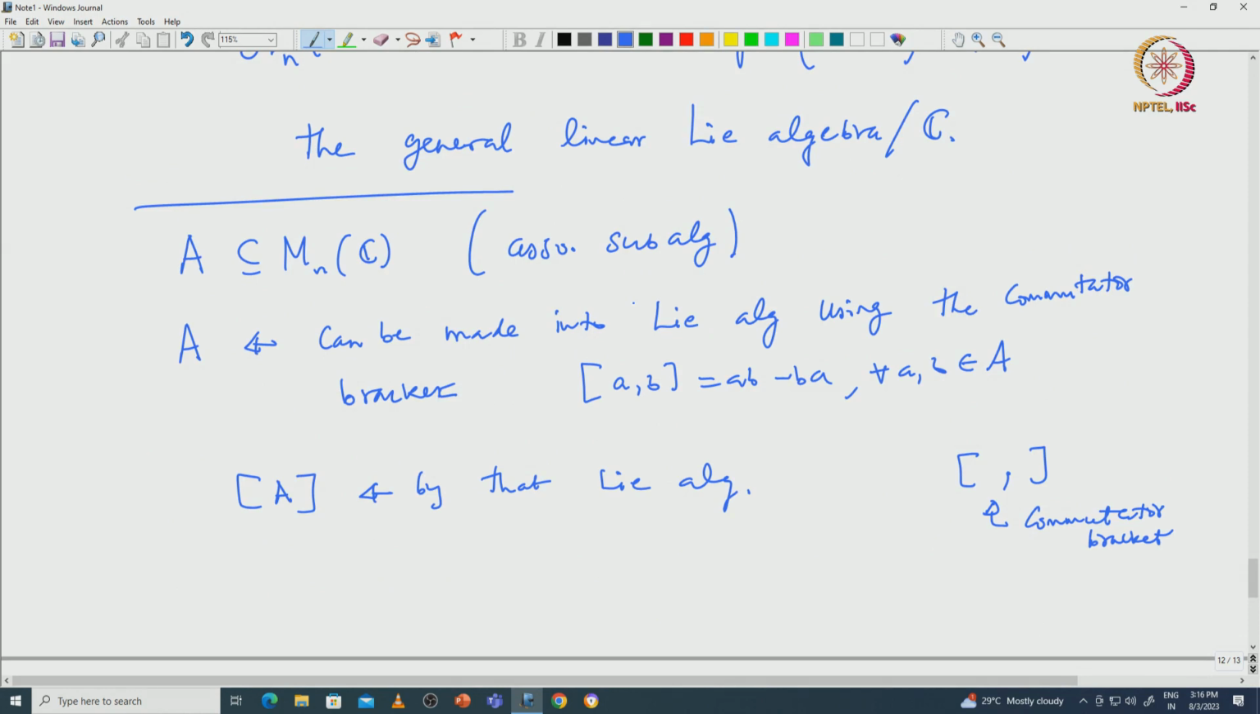Okay, so I will stop here. We will see more examples in the next lecture. I will also prove some of the basic properties of Lie algebras in the next lecture.